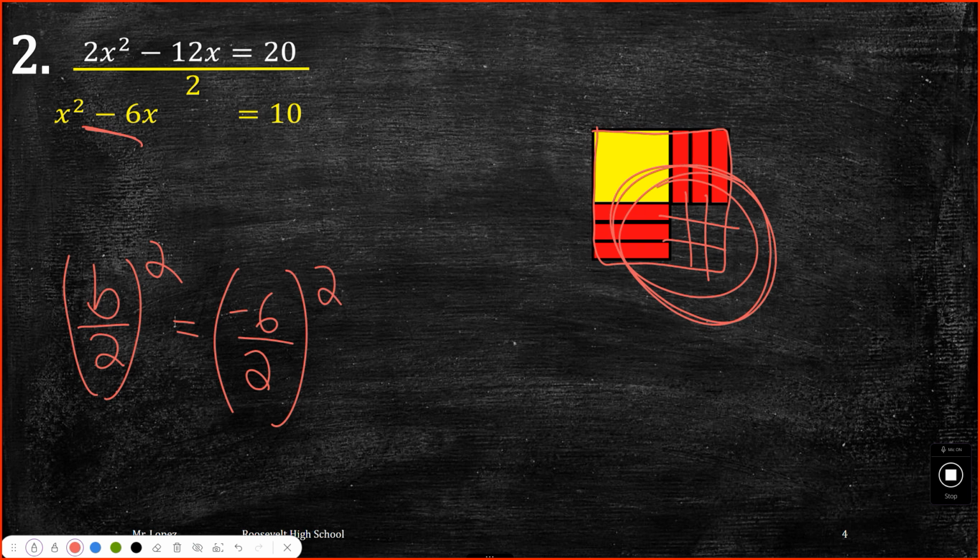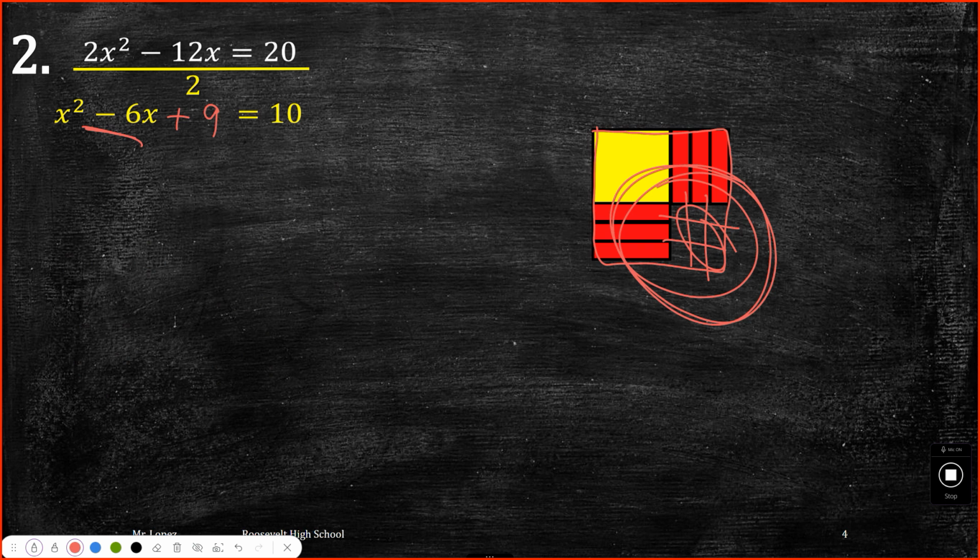What's -6 divided by 2? 3. 3 squared is? It's 9, because that's what's right here. 9. Yes? Everybody good? 9? So what am I going to put? It's always going to be a positive number, plus 9. And what you do to one side, you do to the other side, so I'm going to go plus 9.